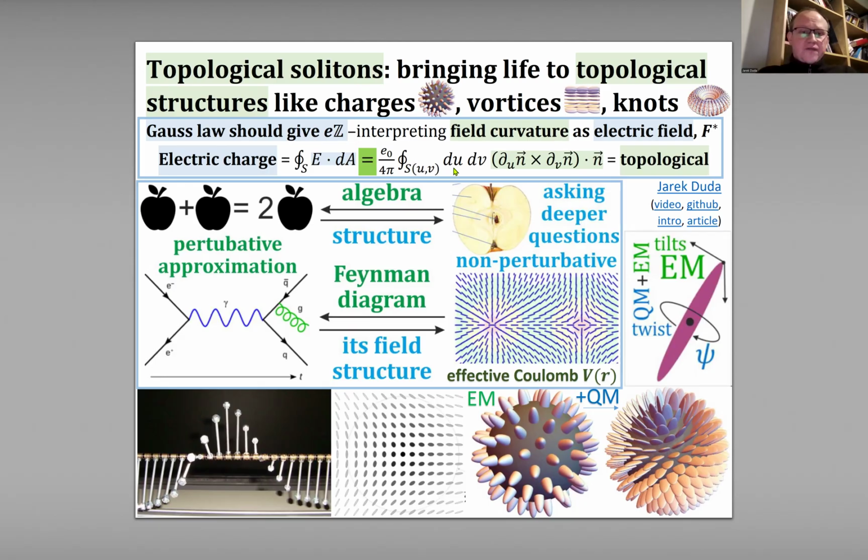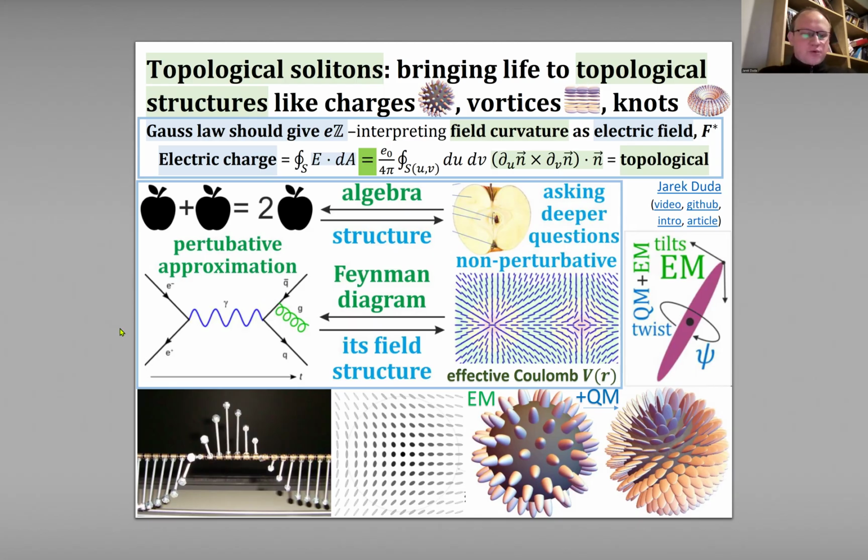Generally, finally, we would like to understand particle physics. Here is a standard algebra, apple plus apple equals 2 apples, but this is only an approximation. So we can ask further questions: what is the structure of this apple? Similarly for physics, we usually use this perturbative approximation in the Feynman diagram, but we should be able to ask what is the field configuration hidden, represented by this Feynman diagram. Indeed, using these topological vortices, we get Coulomb interaction, and we also discuss further particles.